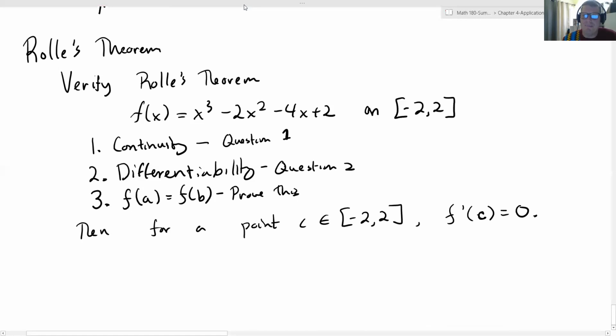Yep, plug and chug. Plug in values, see that they're equal. That's it. Negative 2 and 2. Yeah, exactly. You want to use the endpoints, right? This is a to b right here. By the way, this thing right here is a to b. It's the interval. Okay?